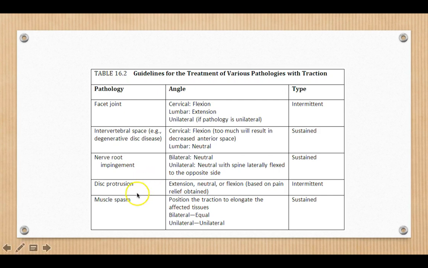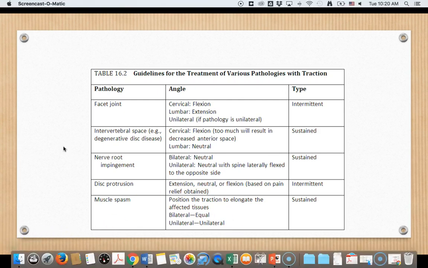So if we can hold for a minute or 2 minutes and then have shorter off times, that would be ideal. And then disc protrusions do best with intermittent, where we can get a little bit of that pumping kind of action. So extension, neutral, or flexion, based on whatever relieves their pain. If they feel better in a more flexed position, we would put them in a flexed position, extension or neutral, depending on what affects their pain.